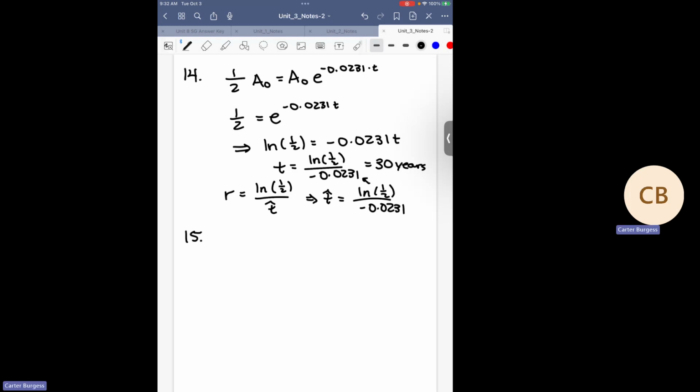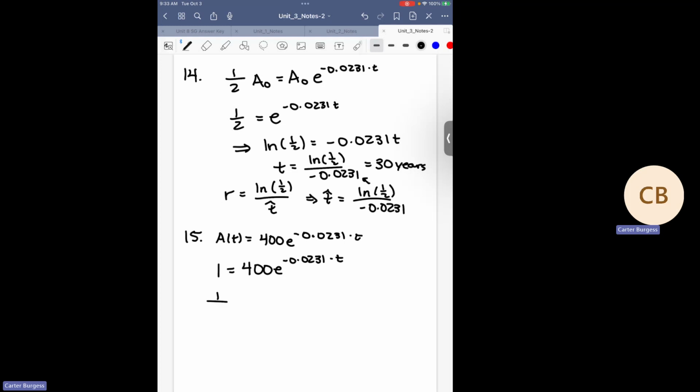Looking at 15, we are told that we have a starting amount of 400 milligrams, trying to figure out how long it will take until we only have one. So in this case, we are told that A of t is equal to starting amount of 400 e, and we could use like the ln of 1/2 over 30, but why do that when we're already given the r? This is negative 0.0231 times t, and we want to solve for when 1 is equal to 400 e to the negative 0.0231 times t.